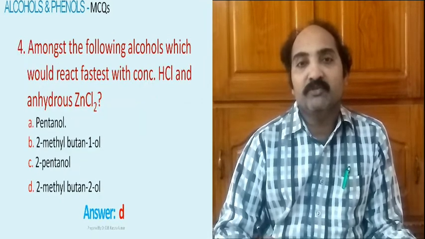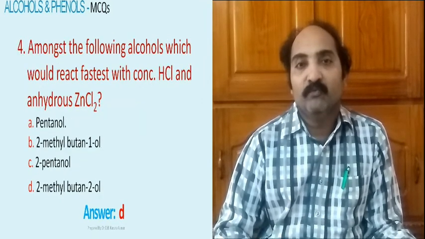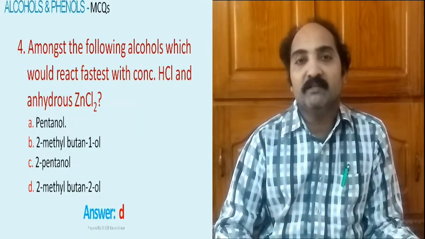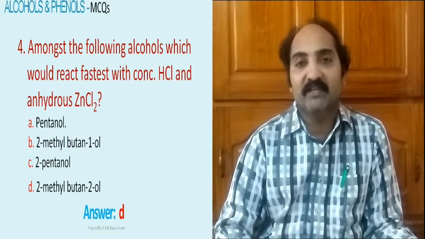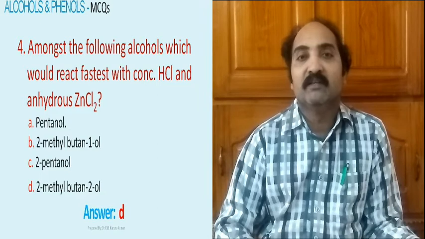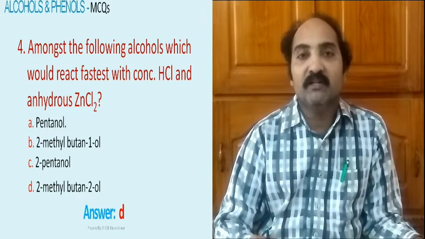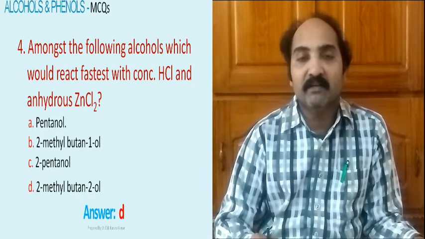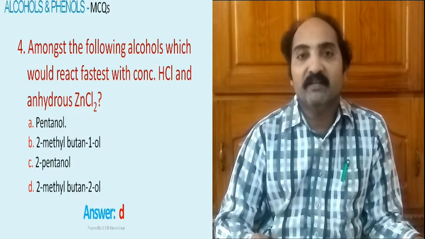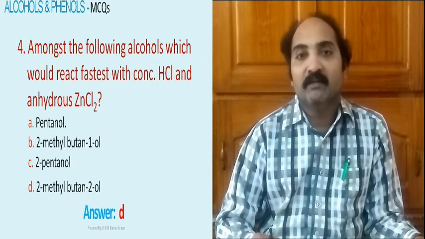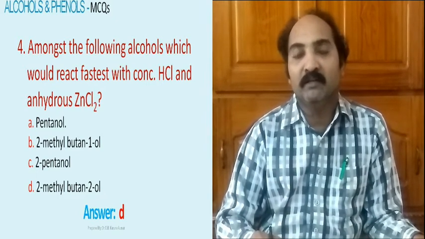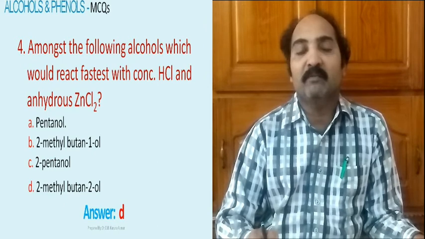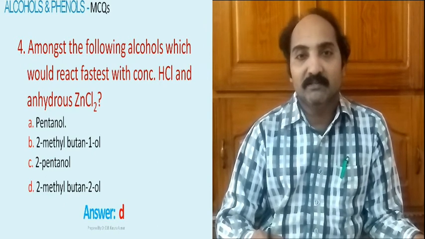The fourth question is with regard to Lucas reagent. We all know pretty well that Lucas reagent is used for the detection of primary, secondary or tertiary alcohols. Tertiary alcohols will give turbidity immediately with Lucas reagent, whereas secondary alcohols will give turbidity after some time. Primary alcohols will give turbidity only on heating, because the reaction of primary alcohol with Lucas reagent is rather slow.